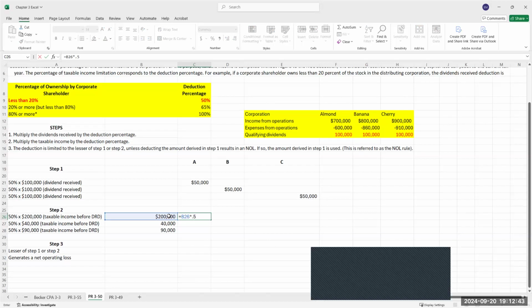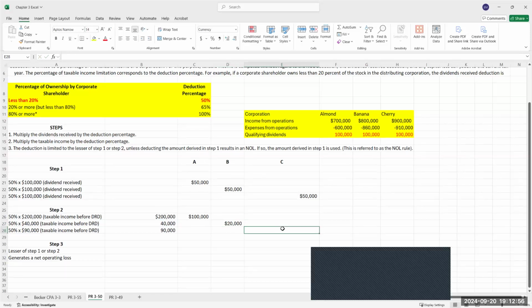200,000 multiplied by the applicable percentage gives us 100,000. For Banana Corporation, the taxable income before dividends received deduction multiplied by 50% gives us 20,000. And for Cherry Corporation, 90,000 multiplied by the applicable percentage gives us 45,000. So step 3 lets us know the deduction is limited to the lesser of step 1 or step 2, again, unless deducting the amount derived in step 1 results in a net operating loss.